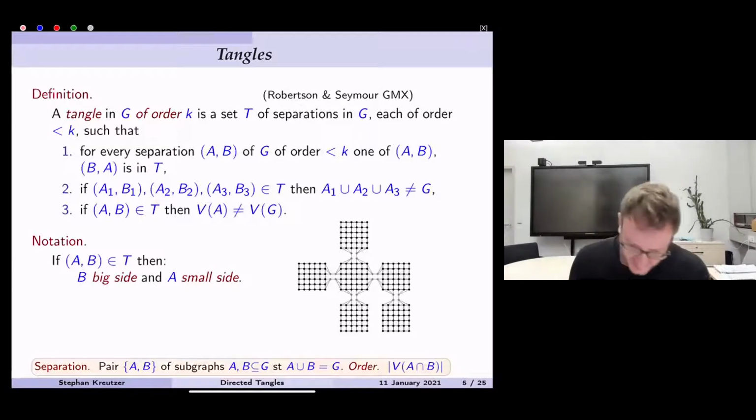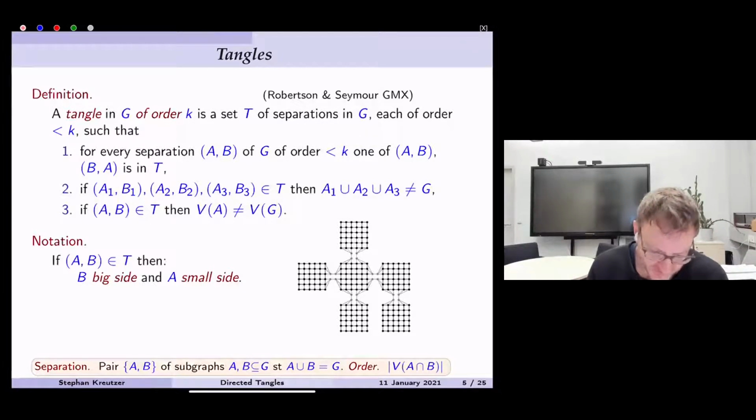And so here's the definition by Robertson and Seymour in graph minors X, where a tangle of order k is just a set T of separations in the graph G of order less than k. And we have three conditions here. If any separation AB of the graph has order less than k, we take one of the two orientations into the tangle. So for the separation AB, either this orientation AB or the orientation BA is in the tangle. And if we have three separations in T, so A1, B1, A2, B2, A3, and B3, then the union of the left side, so A1, A2, and A3 together, should not be the entire graph.